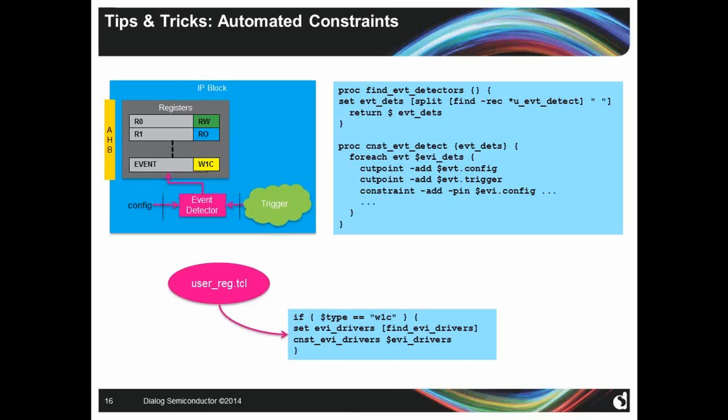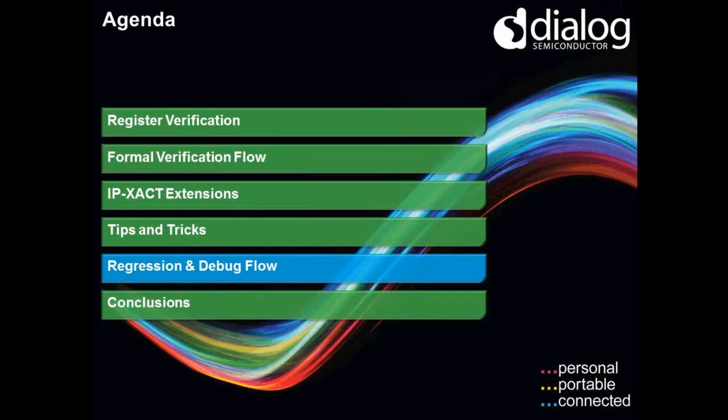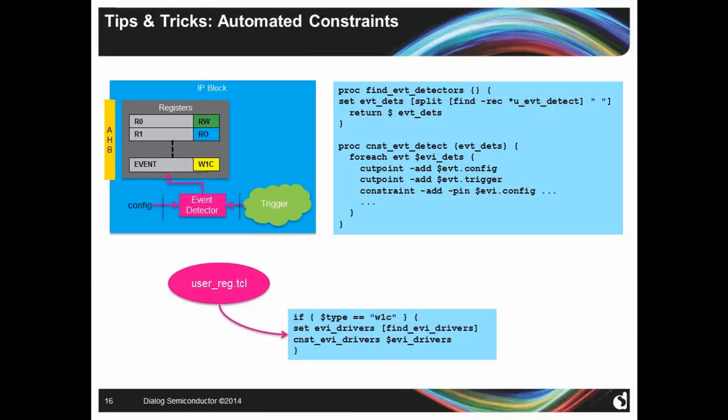In order to find and constrain these units, we produced some Tcl procedures to do pattern matching within the hierarchy of the design and apply those constraints. And then that can sit in this auxiliary Tcl file which gets pulled in by the formal flow.